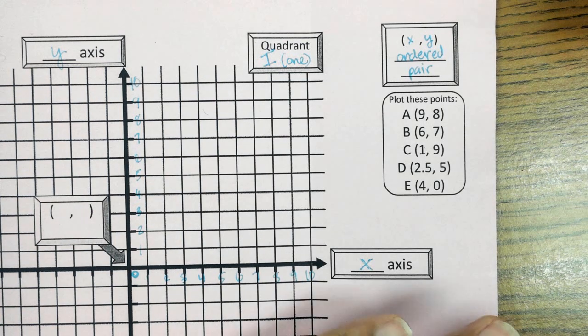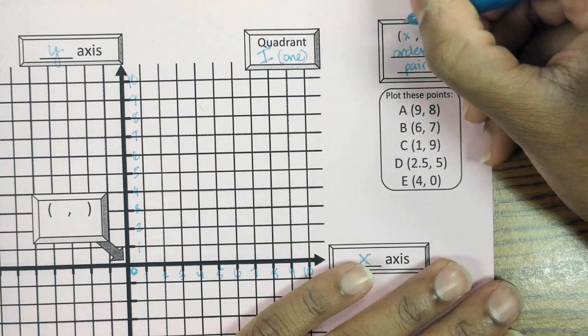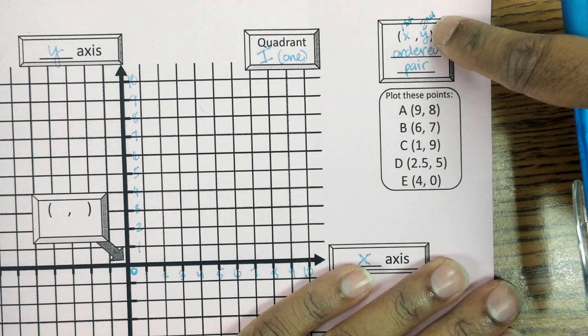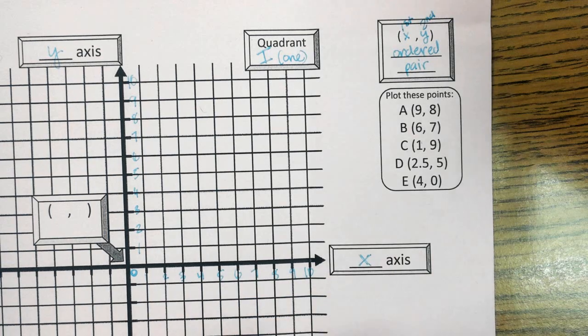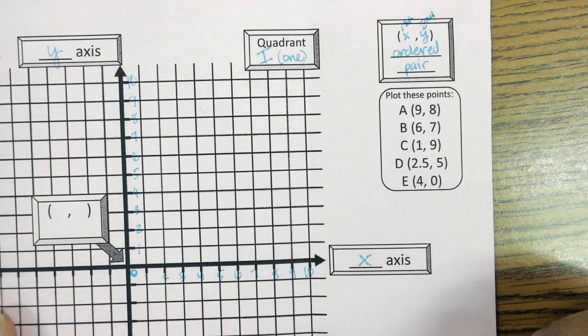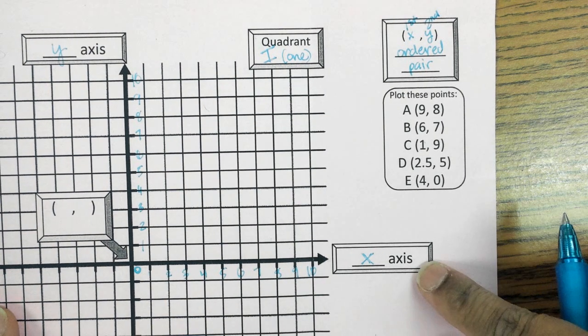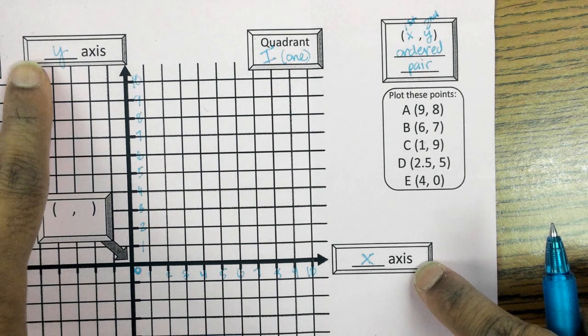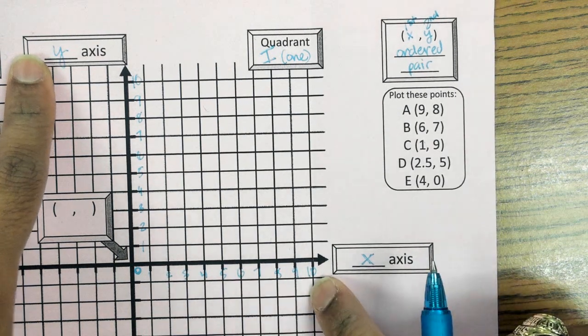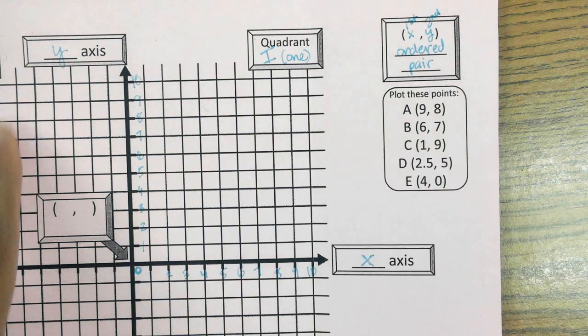Now, just like an alphabet, x comes before y. So we go to our x coordinate first and our y coordinate second. You kind of want to make a note of that. X coordinate first, y coordinate second. And that kind of matches up with our coordinate plane. I have an x-axis and a y-axis, so I would go with my x-axis first, then my y-axis.